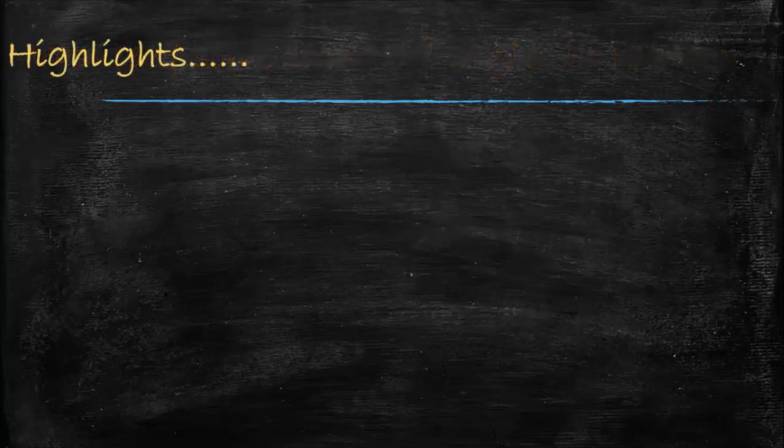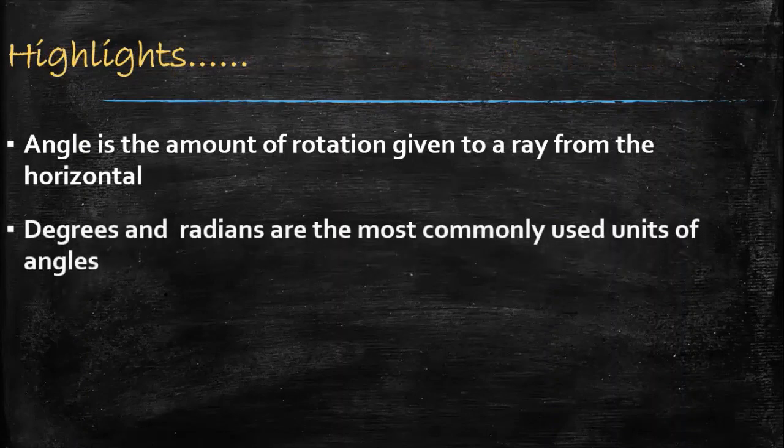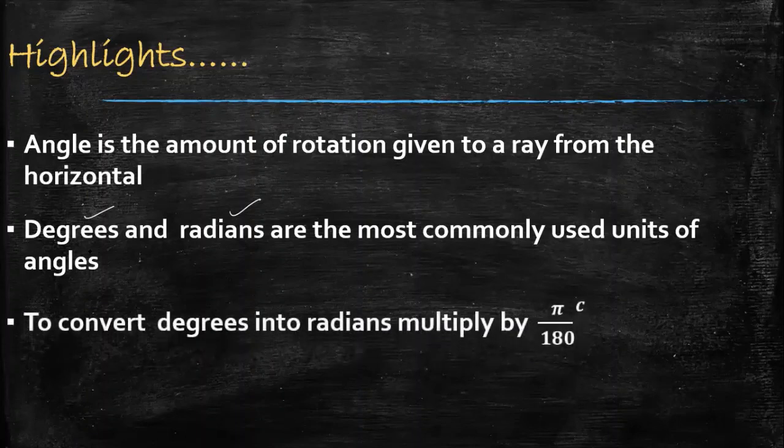So now let us quickly recall what we have learned in this session. First, we learned what is an angle. Angle is the amount of rotation given to a ray from the horizontal. The measure of how much we rotate a ray from the horizontal is what we call an angle. Then we learned about the two units used to express angles. Most common units which are used to express angles are degrees and radians, and we have learned the conversion from degrees into radians and radians into degrees also.